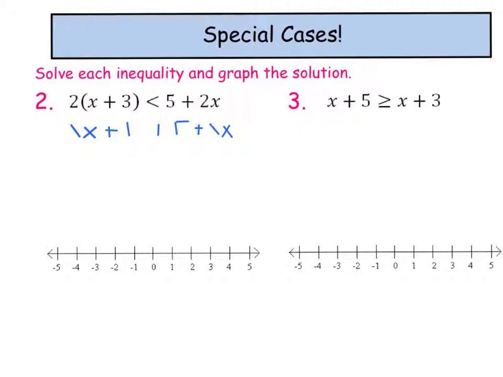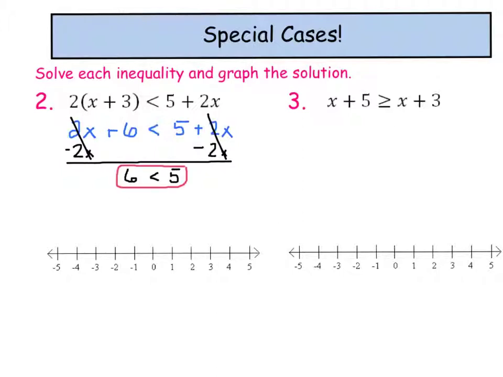Then I'll move all my variables to the left and my numbers to the right. So starting with the variables, I'll subtract 2x on both sides. And since there's 2x on both sides, they're going to cancel out, leaving me with just 6 is less than 5. Now, the thing about 6 is less than 5 is that that's definitely not true. 6 is not less than 5.